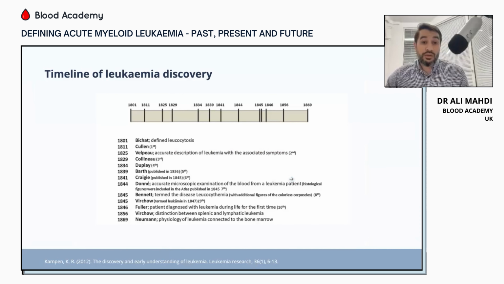So he wasn't the only one in terms of developing different theories about leukemia, and there were a number of different people involved. So Donne, who I've already mentioned, really allowed us to think about the maturation arrest, the differentiation that happens in patients with acute leukemia and also chronic leukemia, but also giving us the ability to visualize them and record that. And then we had other people as well, such as Virchow, who made the distinction between splenic and lymphatic leukemia. And if you're interested in some of the history regarding various different leukemias, then this is a very good paper to read.